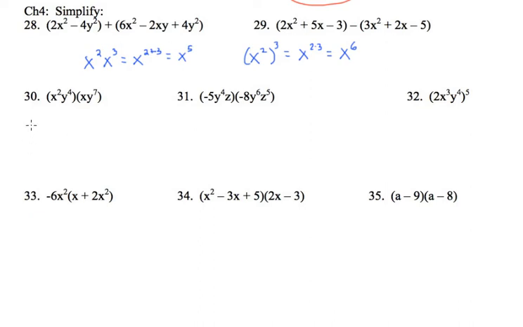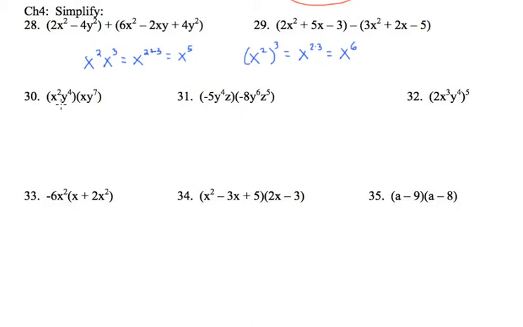Before we start 30 through 32, let's go over a couple of shortcut rules. When you have like bases that are multiplied, you can add the exponents. So x squared times x to the third, you add the 2 and the 3 and get x to the fifth. When you have an exponent raised to another exponent, you can multiply exponents. So this becomes x to the 2 times 3, or x to the 6th power.